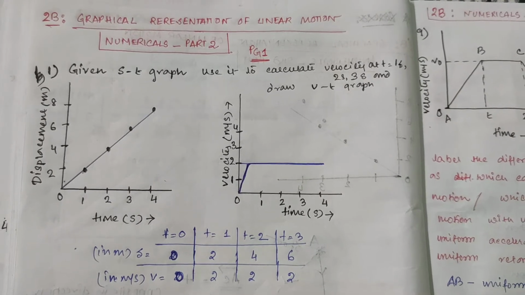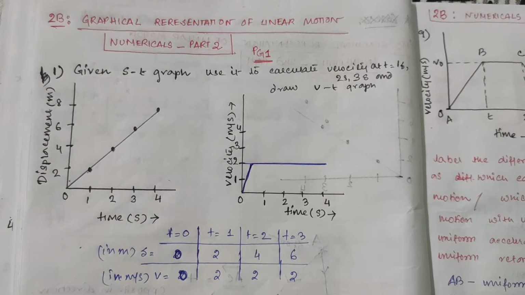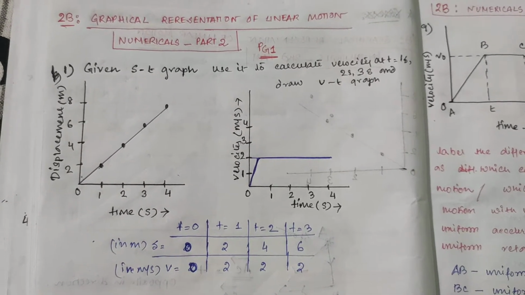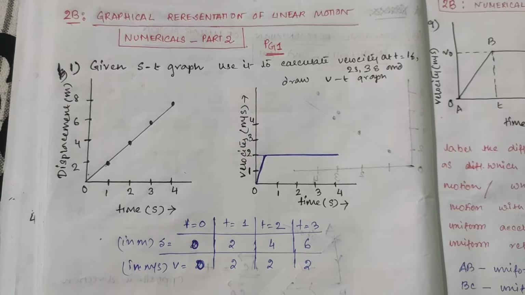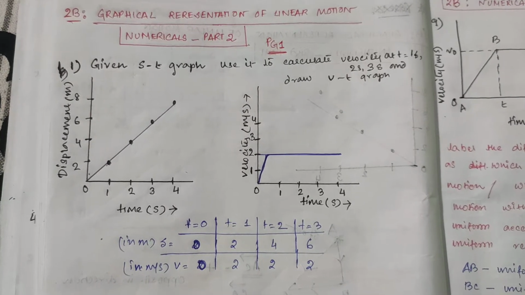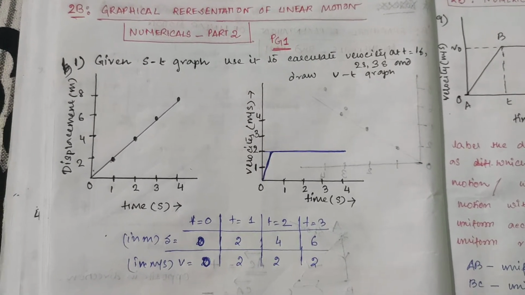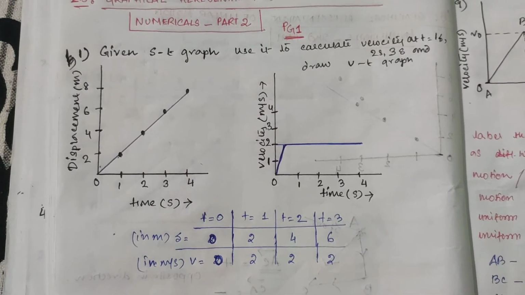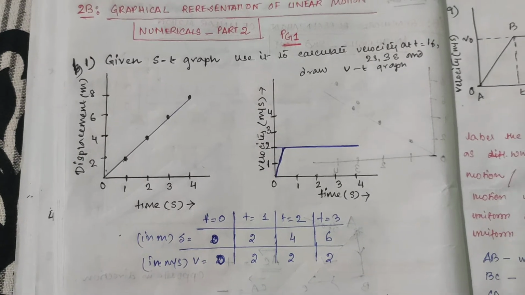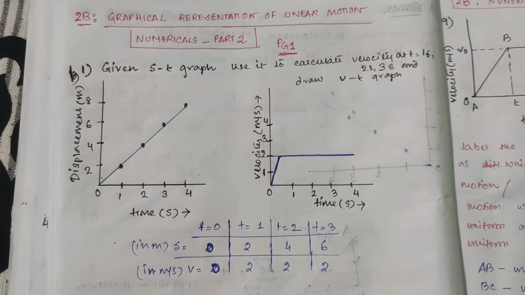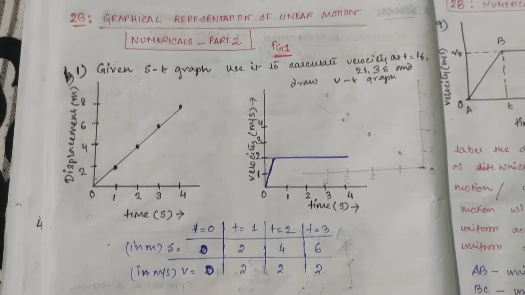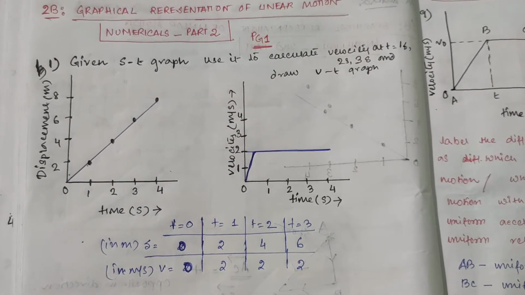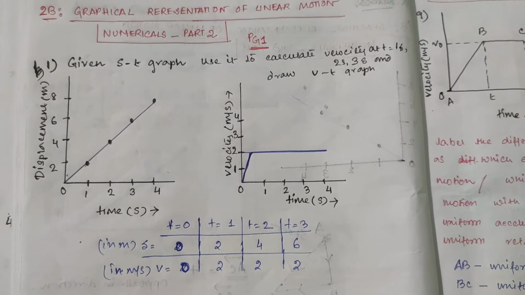Good afternoon, students. We will start with the numericals part 2, that is the numericals covering the displacement time graph we have done, then velocity time graph. Actually, it's mixed. You will get displacement time graphs also in this part, but mostly velocity time graph. So this is the second set of numericals which we will be doing now. I hope you have gone through the numericals from the displacement time graph, which I have sent earlier.